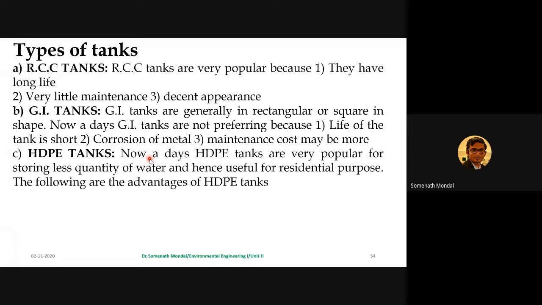GI tanks are generally rectangular or square in shape, and these days GI tanks are not preferred because of some demerits. The life of the tank is short because there is a chance of corrosion of the metal. Obviously that's a problem, and maintenance cost might be very high if you want to avoid the corrosion, because you need to maintain it, you need to paint it maybe every year. So that is why GI tanks are not preferred these days.